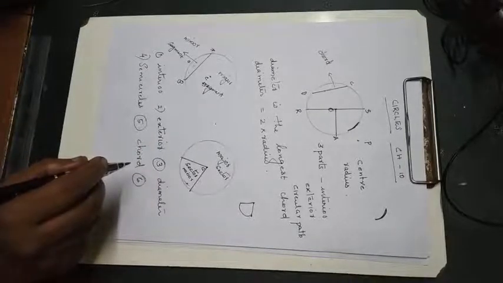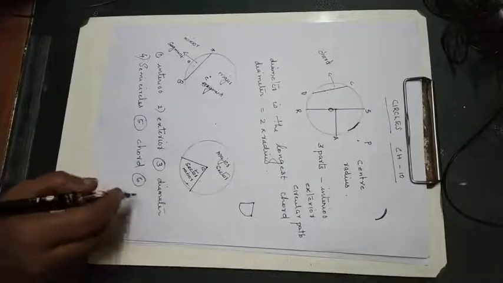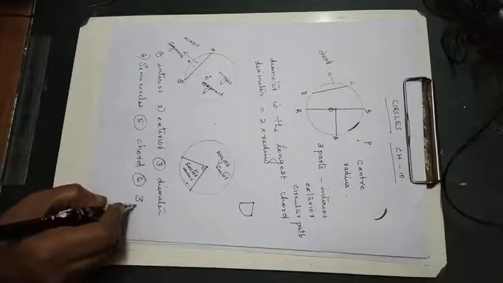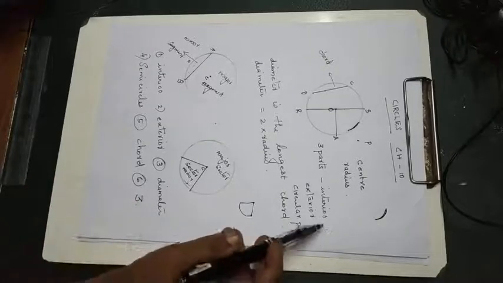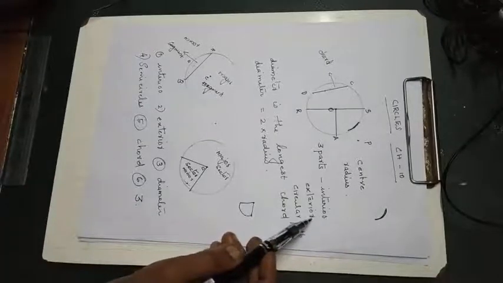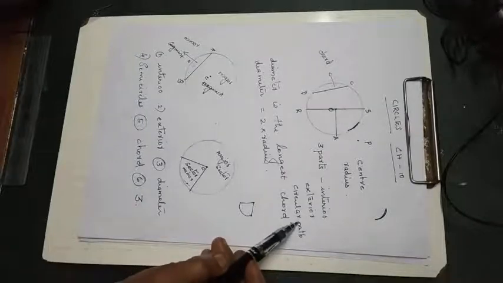Then a circle divides the plane on which it lies into dash parts. How many parts? In 3 parts. Which are they? That is interior, exterior and the circular path.